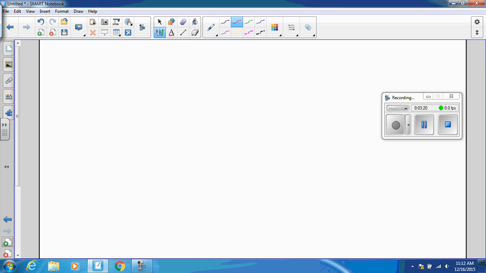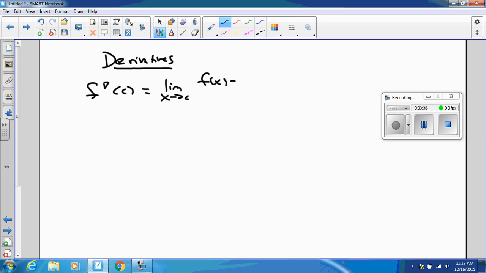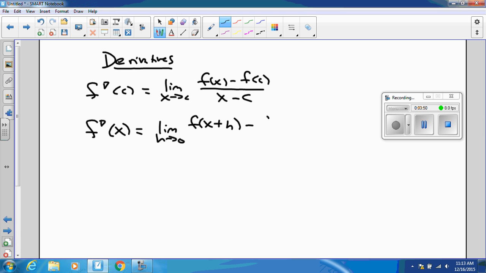All right, so let's do an overview of derivatives. Derivatives were one of our big uses of limits because the derivative of a function at point c is the limit as x goes to c of the difference quotient, f of x minus f of c, all over x minus c. Or if I wish to compute it at point x, I take the limit as h goes to 0 of f of x plus h minus f of x, all divided by h.